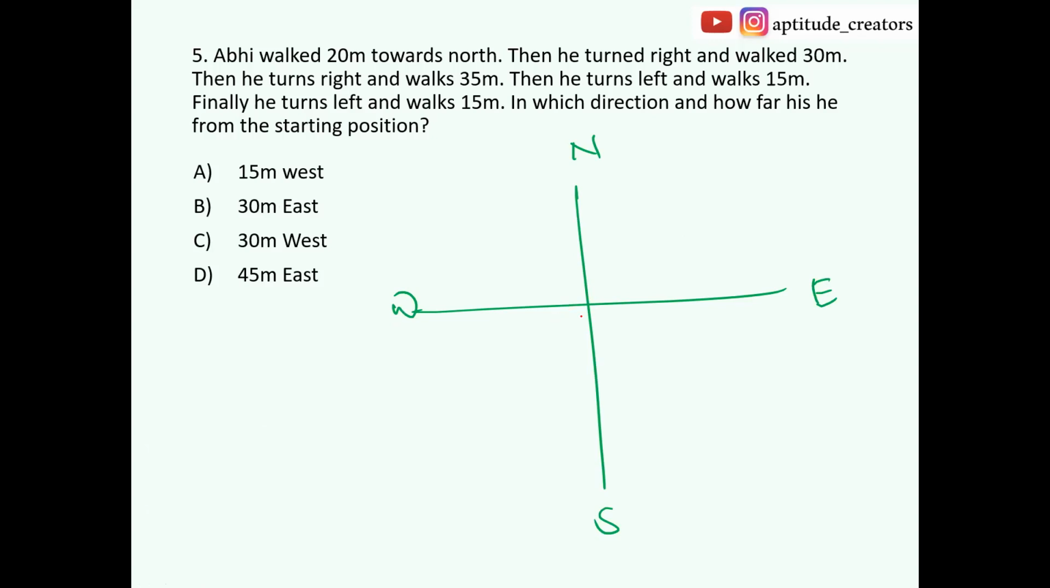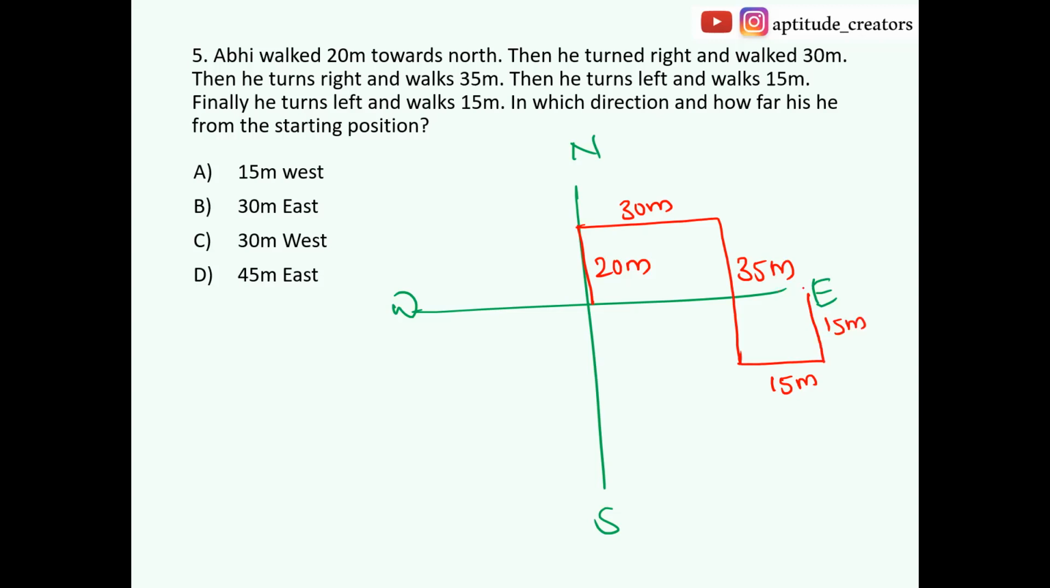Abhi walked 20 meters towards the north direction. This is 20 meters. Then he turned right and walked 30 meters. Then he turned right and walked 35 meters. Then he turns left and walks 15 meters. Finally, he turns left and walks 15 meters.